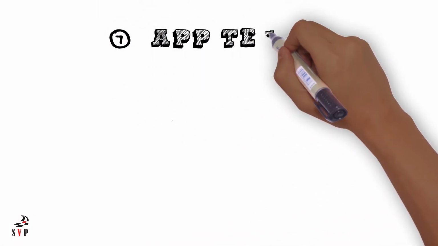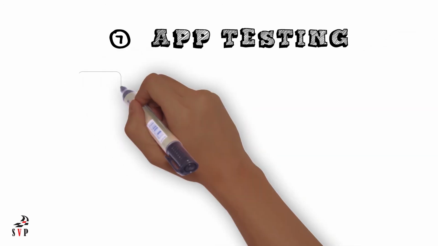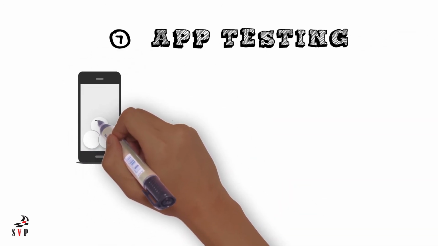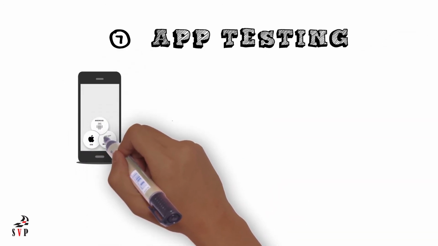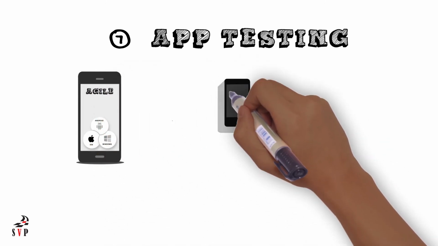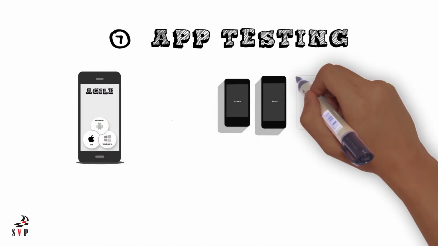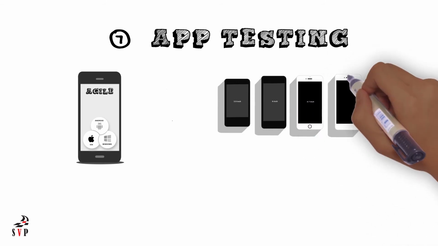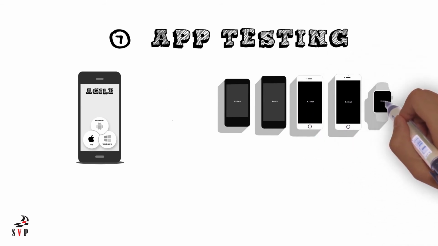Step 7. App testing, 1 to 2 months. During app development, we incorporate test-driven development, or TDD. This reduces the number of bugs in production and improves code quality. In other words, TDD makes code easier to maintain and understand. It is often adopted by Agile developers, and we're an Agile shop.